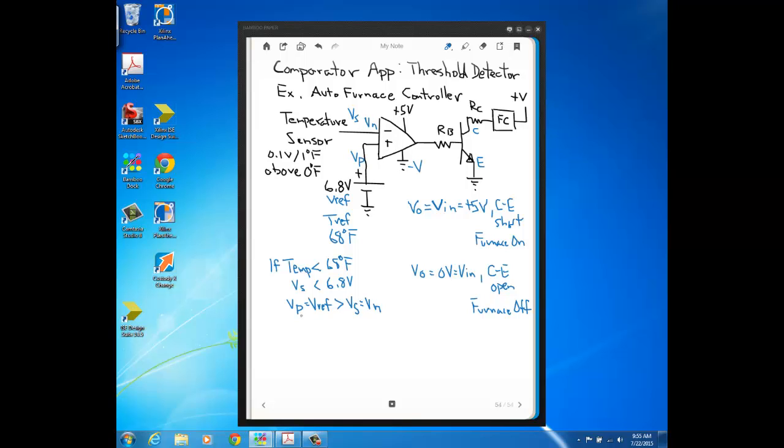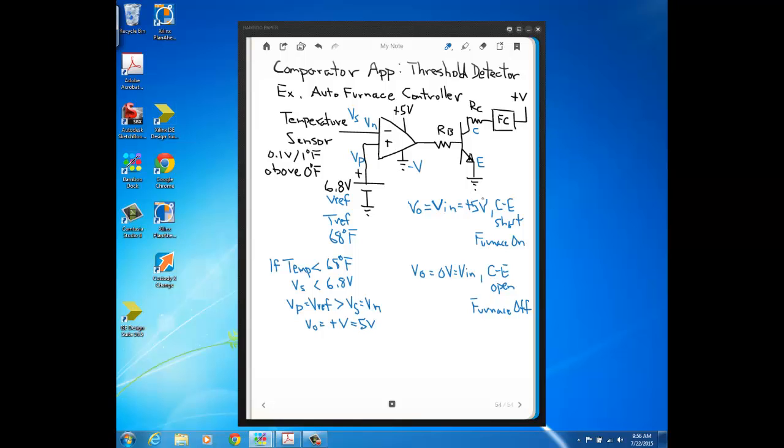When the voltage on the non-inverting input Vp is greater than the voltage on the inverting input Vn, like we talked about before, the output V0 of the comparator is going to be plus V. It's going to be the plus power source here, which would be 5 volts.